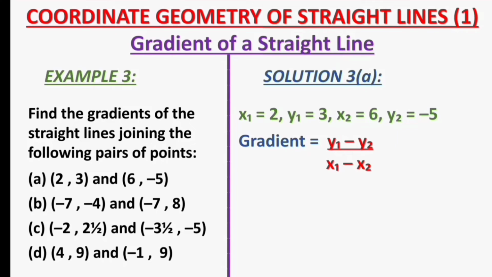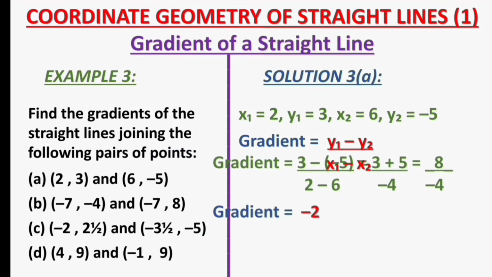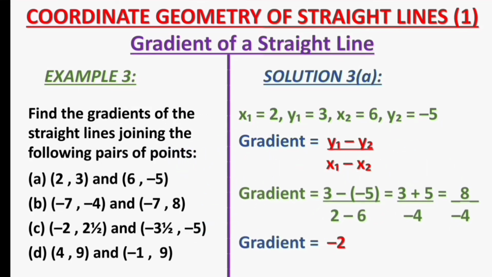Once again, substitute your values for x1, y1, x2, y2 into your second gradient formula. What will be the gradient of the straight line joining the 2 points in example 3a? Let's see if you are right. When you substitute, the gradient of the straight line joining the 2 points in example 3a remains minus 2. I hope you got that right.